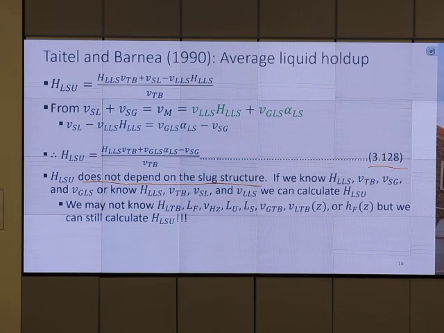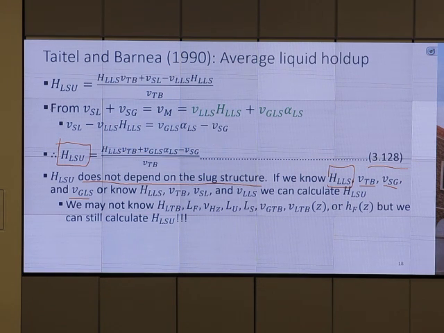If we just know liquid holdup in the slug body, and if we know VTB, translational velocity, and if we know VSG, VGLS, or instead of VSG, VGLS we know VSL and VLS, we're done. We can calculate holdup of the unit slug. Okay, holdup of the unit slug, not holdup of the film part. But if you know the holdup of the unit slug, you can also calculate holdup of the film part, right?